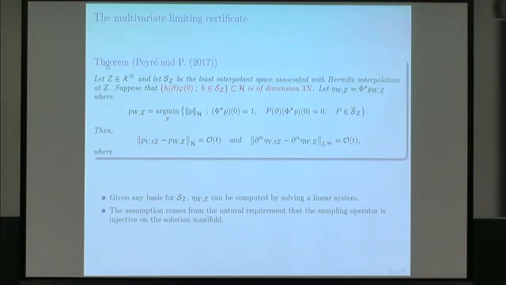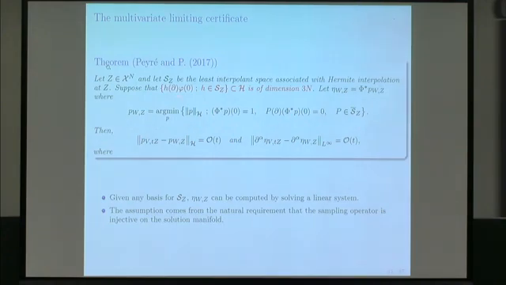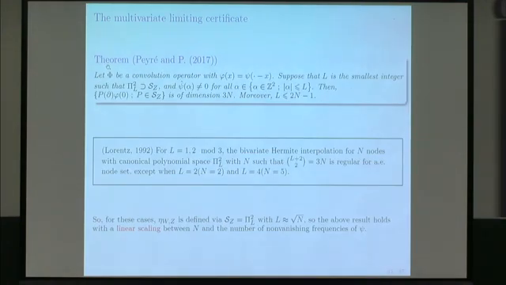And what this assumption essentially comes from is the natural requirement that your sampling operator should be somehow injective on the solution manifold, which is quite a natural requirement, say, in compressed sensing as well. So we now know what the limit of these pre-certificates are. And just a comment about this assumption here.